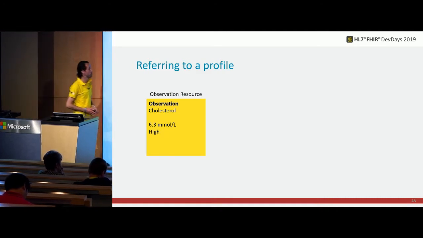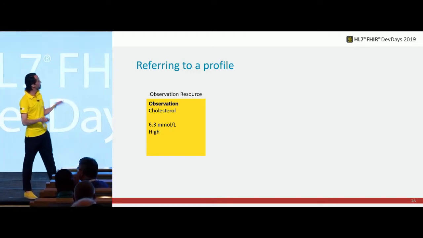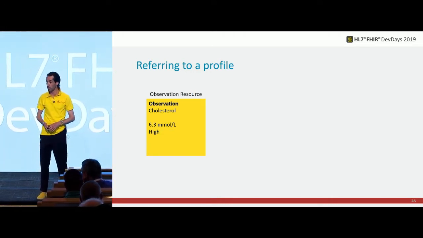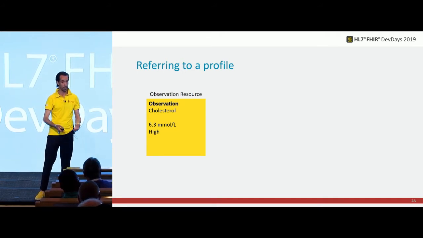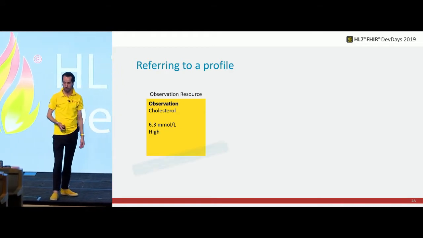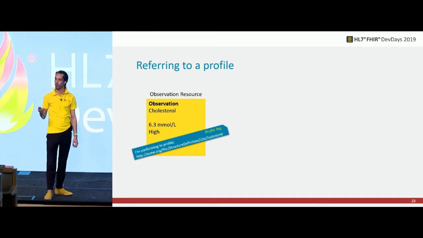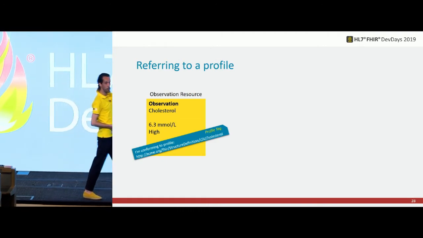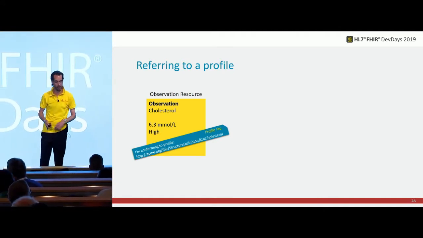So how do you refer to a profile? Here you see an example of, let's suppose I made an observation resource. This is actually an instance that's been exchanged on the wire. So this describes an actual observation that's been taken place, maybe on me, a cholesterol measure. Now you can put a tag on that instance saying, I conform to a special observation profile. And it uses the canonical URL to refer to that profile, because that uniquely identifies that profile.